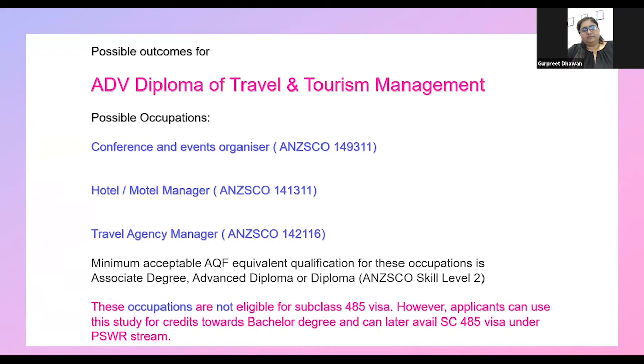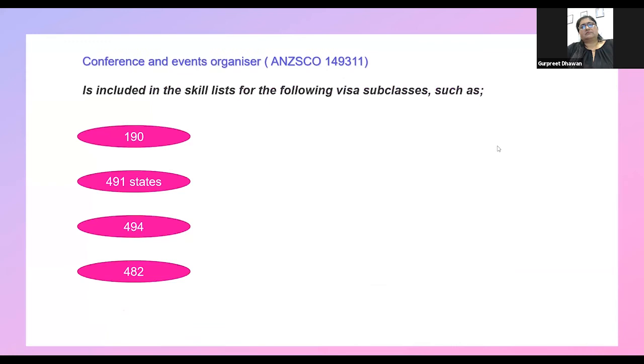Basically for these occupations, the ANZSCO dictionary requires that the applicants have completed an associate degree, advanced diploma or diploma. These occupations are not eligible for subclass 485. However, applicants can use this study for credits towards a bachelor degree, and they can later avail subclass 485 visa under the post-study work stream.